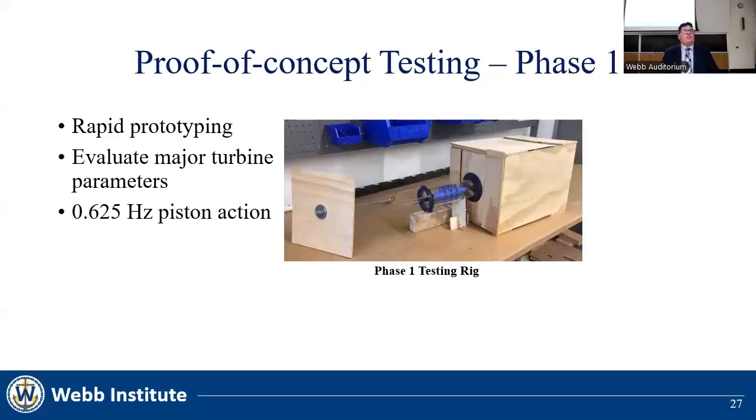Phase 1 testing was designed to be done outside of the Robinson model basin with a portable chamber. A plywood box was constructed with a piston and an orifice to mount the turbine. This piston was manually actuated at a frequency of about 0.625 hertz, or about 37.5 beats per minute. This frequency was chosen because it was easy to manually replicate, as well as close to a frequency that would ultimately be used in final testing in the Robinson model basin.